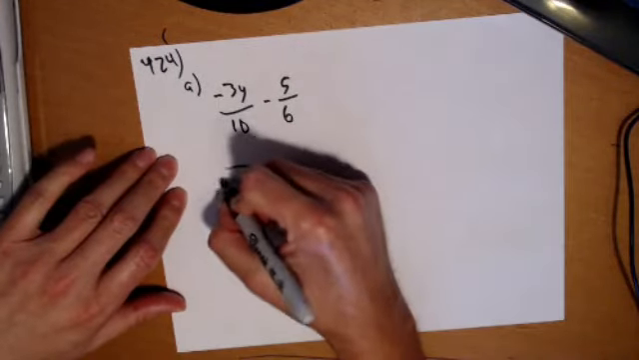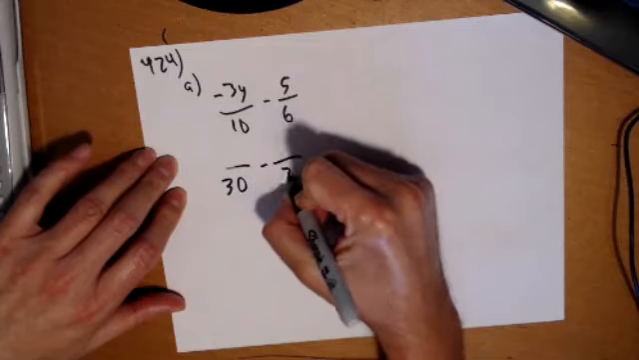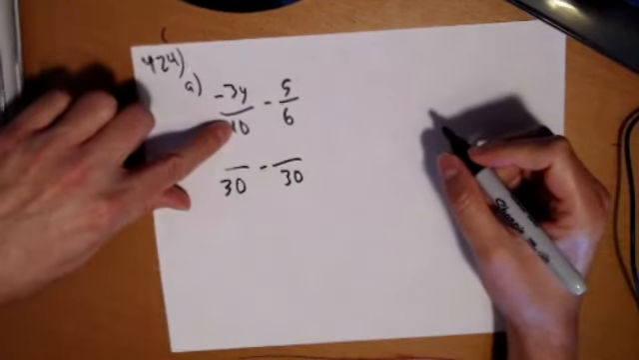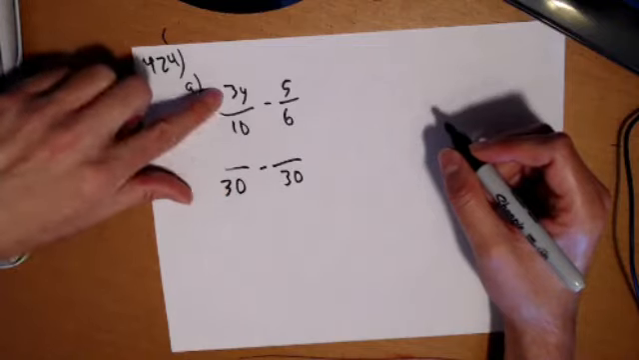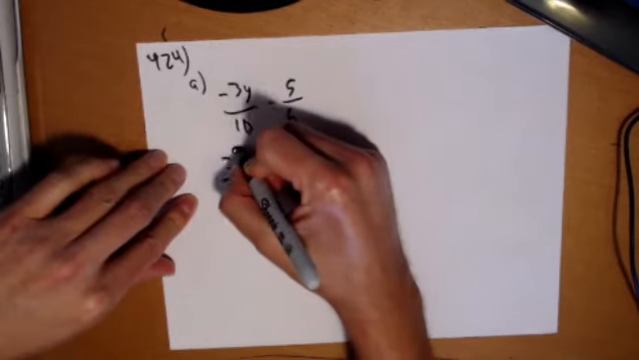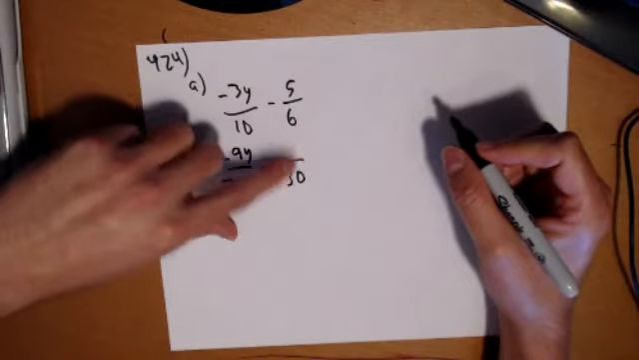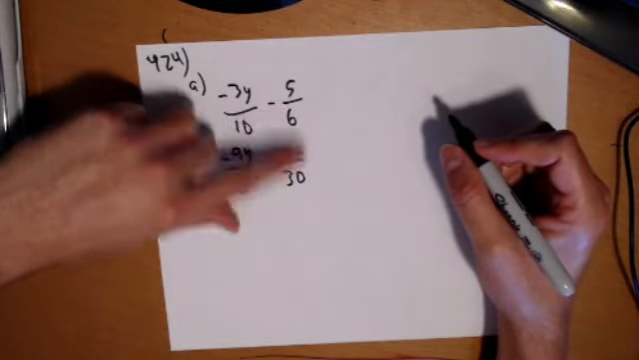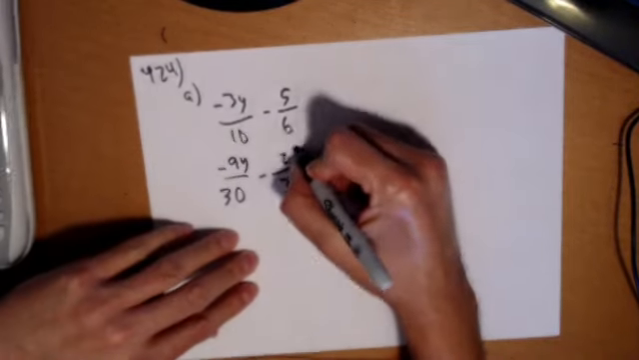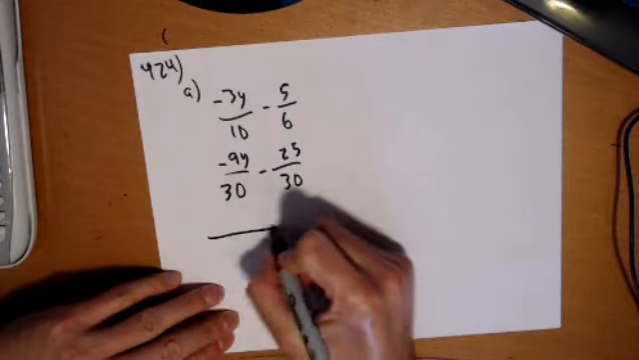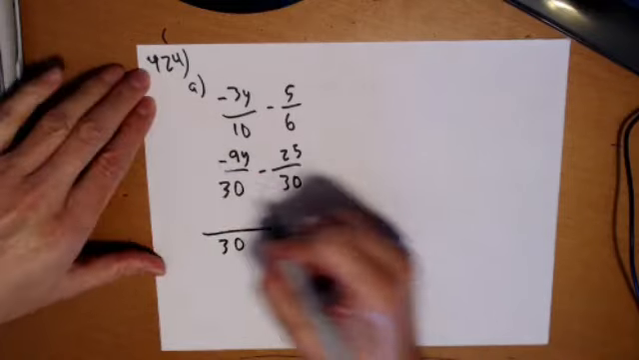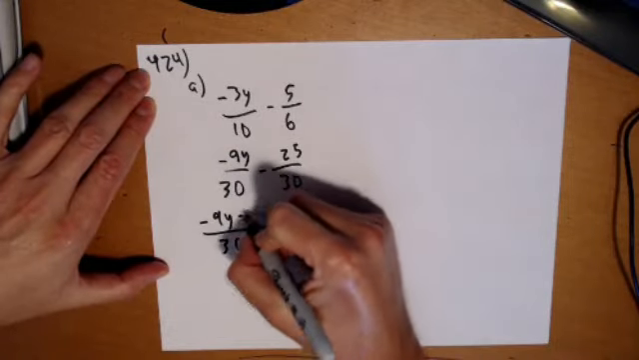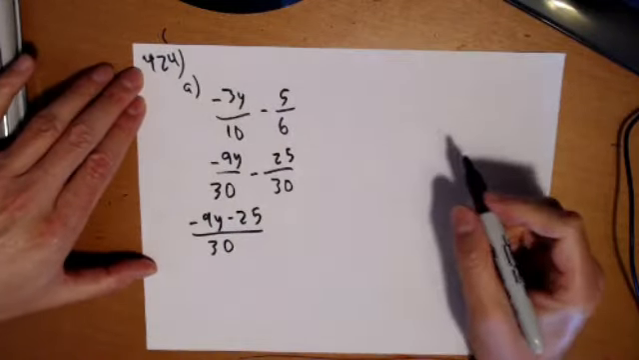So I quickly recognize that 30 is going to be the lowest common denominator. How did 10 turn into 30? I had to multiply by 3. So multiply this guy by 3. Negative 9y. How did 6 turn into 30? I had to multiply by 5. So multiply this guy by 5. 25. Aha. So they all have the common denominator of 30. And what's left over? Negative 9y minus 25.